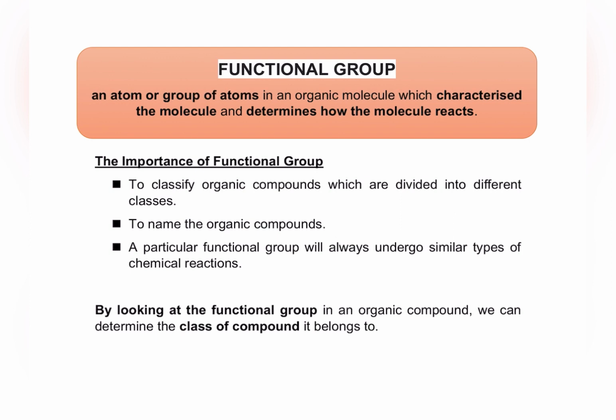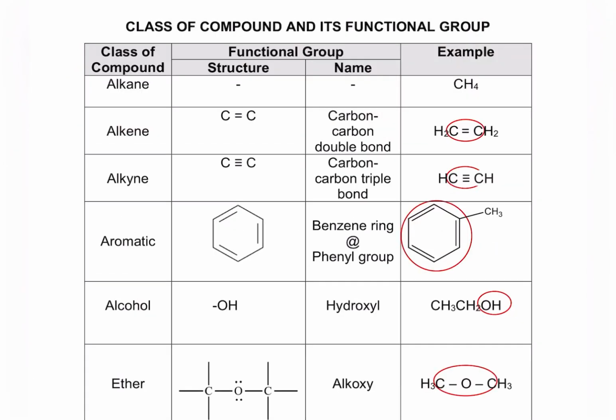And functional group also can be a reactive site to determine whether that compound will undergo similar types of chemical reactions or not. So please make sure that once you look at the organic compound, you know what the functional group is in that compound. Straight away you can guess the class of compound for that organic molecule. Based on my notes on page 11, you can see there are a lot of classes of compound. So we are going to focus one by one.